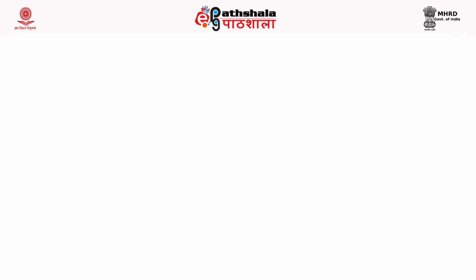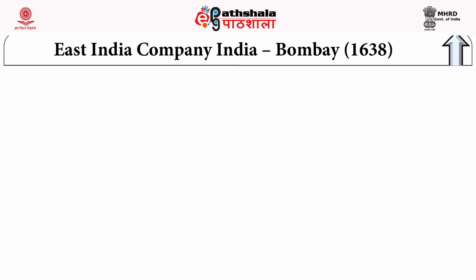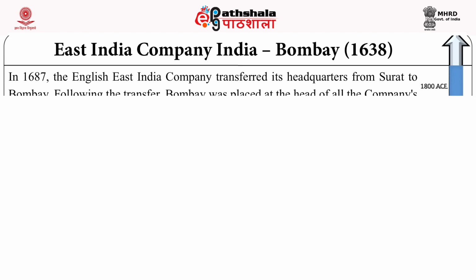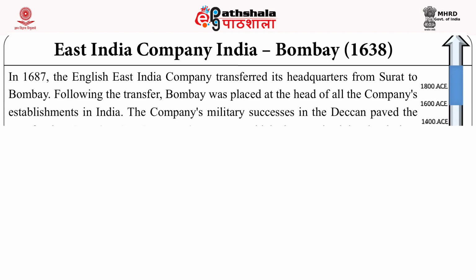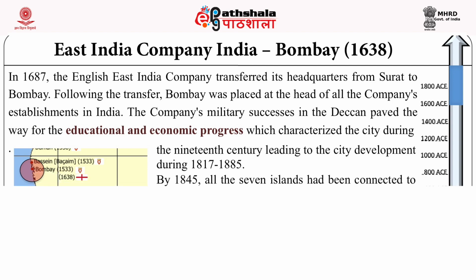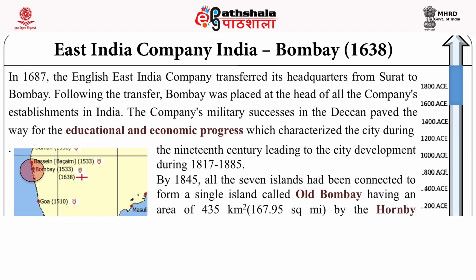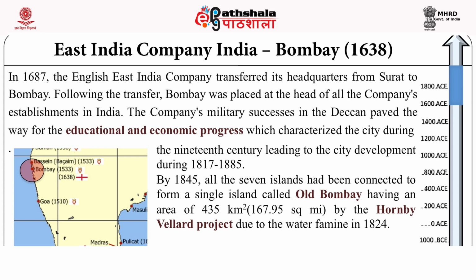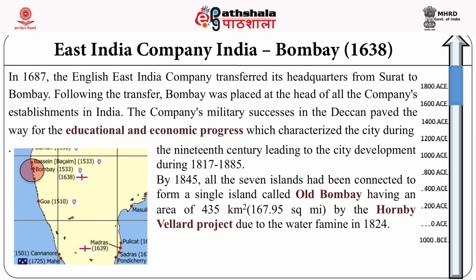Now we come to Bombay. In 1687, the English or the British East India Company transferred its headquarters from Surat to Bombay. And following the transfer, Bombay was placed at the head of all the company's establishments in India. The company's military successes in the Deccan paved the way for educational and economic progress, which characterized the city during the 19th century, leading to the city's development during 1817 to 1885. Bombay had 7 islands. In fact, Bombay had been gifted as dowry for a princess's marriage. By 1845, all the 7 islands were connected to form a single island called Old Bombay, with an area of about 435 square kilometers.